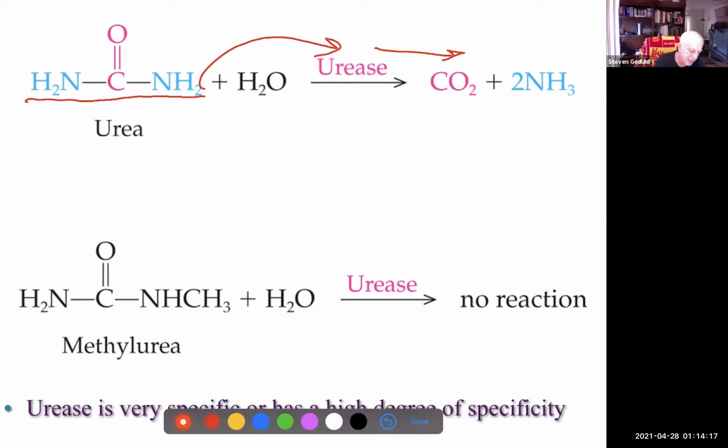Methylurea has a CH3 group on it, and that is the only difference. That changes the shape and it will not bind to the urease, so they can't come in contact. They can't form the enzyme-substrate complex, so no reaction occurs.